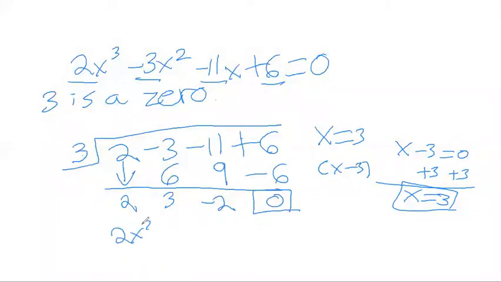So I have a 2 here. Well, it was x cubed up here. So now it's going to have to drop 1 degree, going from 3 to 2, so 2x squared, and then plus 3x minus 2 equals 0. Now this is just a quadratic equation, so I can try to solve by factoring. So what are two numbers that multiply to negative 4 and add up to 3.